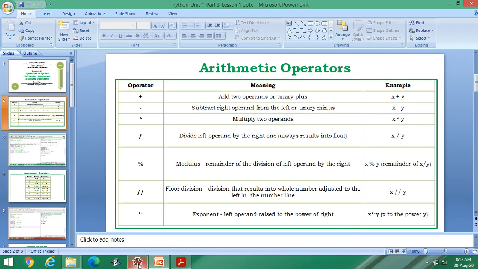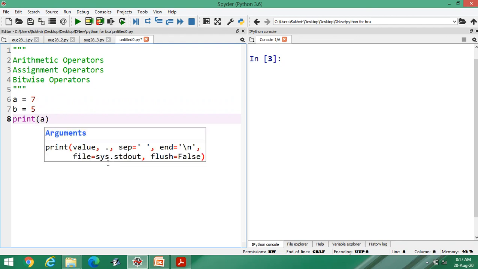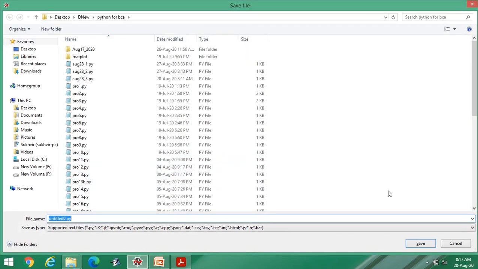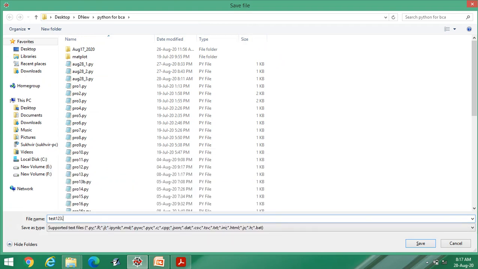Let us do these contents practically. These are the three topics we will discuss: arithmetic operator, assignment operator, and bitwise operator. Suppose first value a is equal to 17 and second value b is equal to 5. If I write print a plus b, let the name be test123.py.